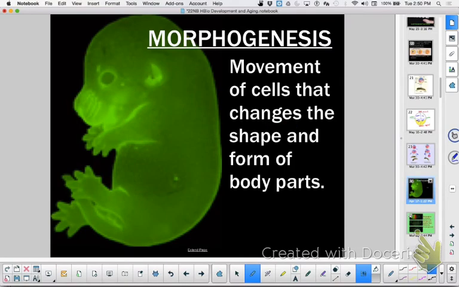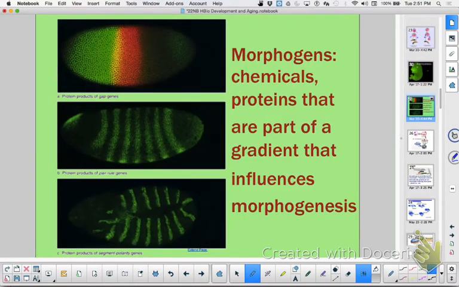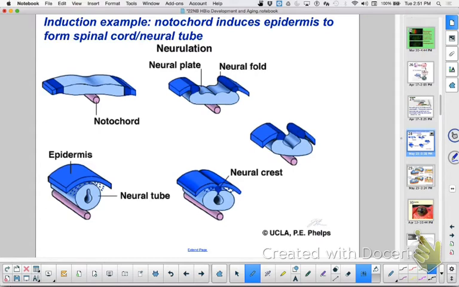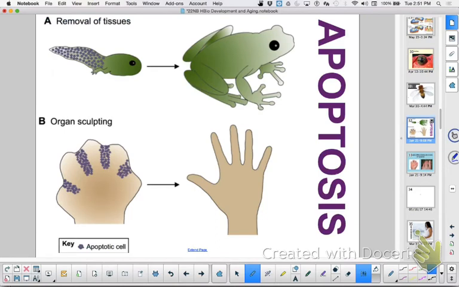And we talked about morphogenesis, which is how cells move around in your body when you're developing. We talked about morphogens, the chemicals that influence what genes are active, out there in your cytoplasm. We had a really important word called induction. Remember this? This is the notochord, which is part mesoderm, and gets your spinal cord to form. It does induction. We talked about the lens inducing your optic cup. So this is like peer pressure, cellular peer pressure. We talked about the importance of apoptosis. That's how the frog loses his tail or you get digits.